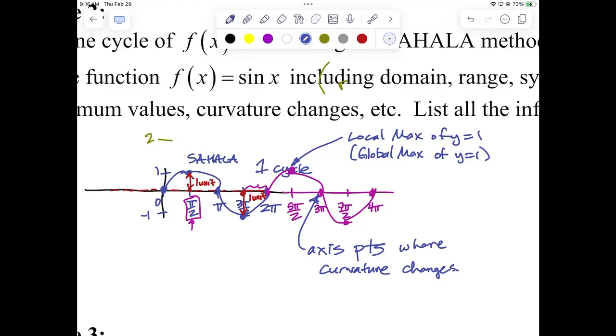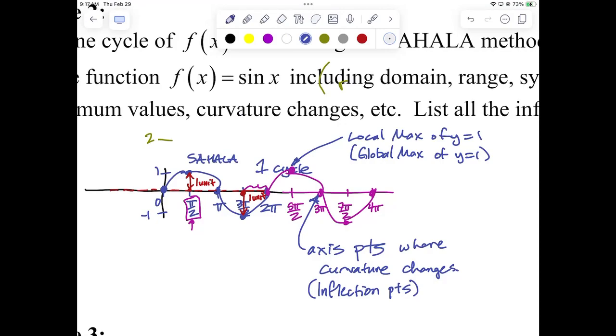Let's look to the left of there. To the left of 3 pi, the graph is concave down like a frown. And to the right of 3 pi, it's concave up like a cup. So it goes from a frown to a smile. Do you remember what we call those points where the concavity changes? Louder. Inflection points. There you go. Very good. Those are inflection points. The axis points are the inflection points where the curvature changes.